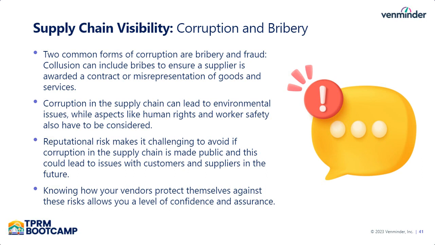So next is corruption and bribery. Two common forms of corruption are bribery and fraud. Collusion can include bribes to ensure a supplier is awarded a contract or misrepresentation of goods and services. Corruption in the supply chain can lead to environmental issues, while aspects like human rights and worker safety also have to be considered. Reputational risk makes it challenging to avoid if corruption in the supply chain is made public, and this could lead to issues with your customers and suppliers in the future. So knowing how your vendors protect themselves against these risks is going to allow you a level of confidence and assurance.